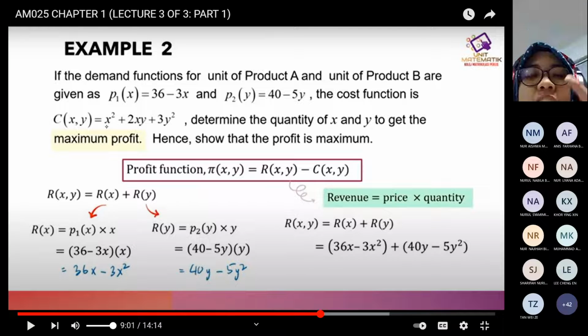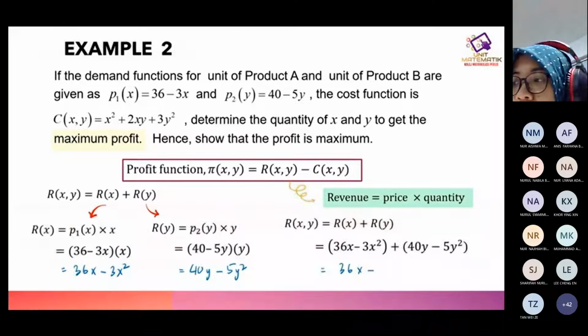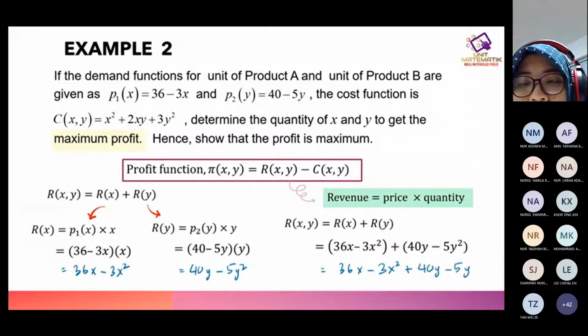Dia bagi. Maksudnya dia dah calculate untuk X dan Y, dia talk sekali. Tapi yang dekat demand function, dia saja separate untuk kamu. Cuba fikir Anya buat. Macam itulah contohnya. Nah. Okay. So example tu, pay more attention. So you should get 36x minus 3x square plus 40y minus 5y square. Okay, find profit function. Minus 4x square minus 8.